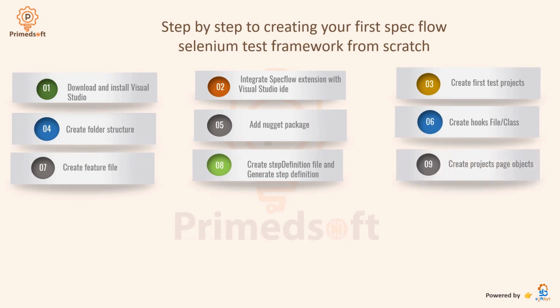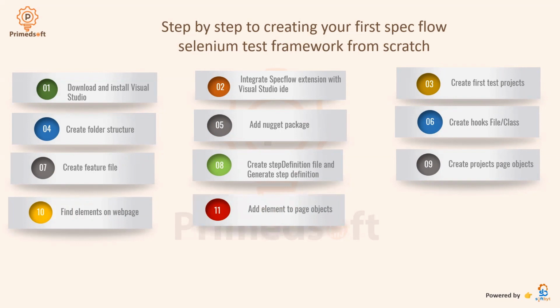So you create your project page objects. Then you find your elements on the web page. I've shown us how to find our elements, and we'll also do that; you will see how that is done. Then the next one is you add elements to your page objects. If you're using the page object model, you add your elements on your page objects.